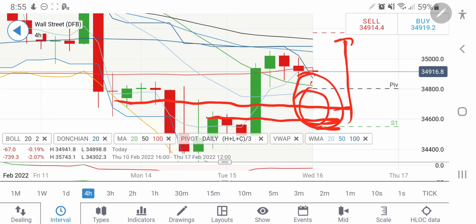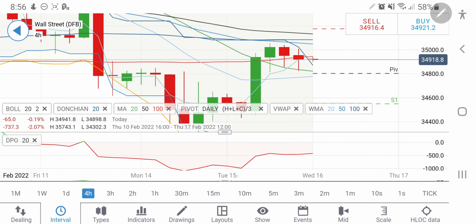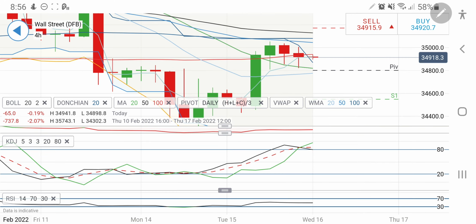And before the cash session opens, it may try to achieve a low at around 34,800 or 34,700. In fact, it can go till towards the 34,600, 550 zone, and from there we may see it bouncing back, and 35,000 is going to provide a definitely stronger resistance on the upside. If it breaks 35,000, definitely one can remain long. One can expect it to hit 35,180 and plus levels.